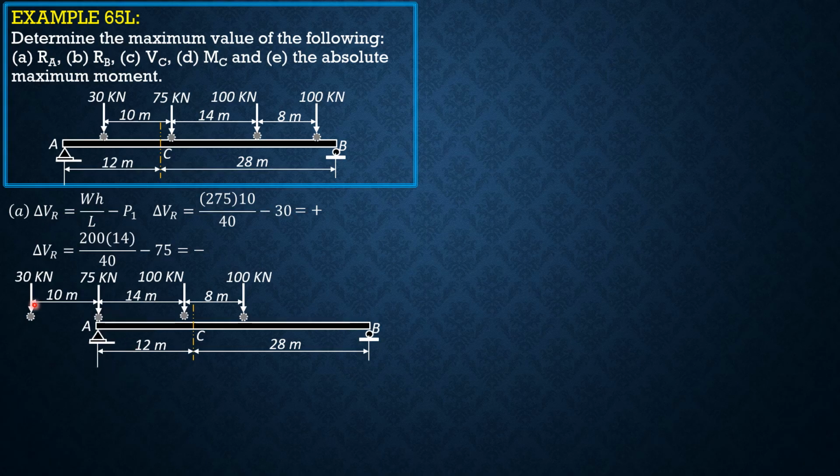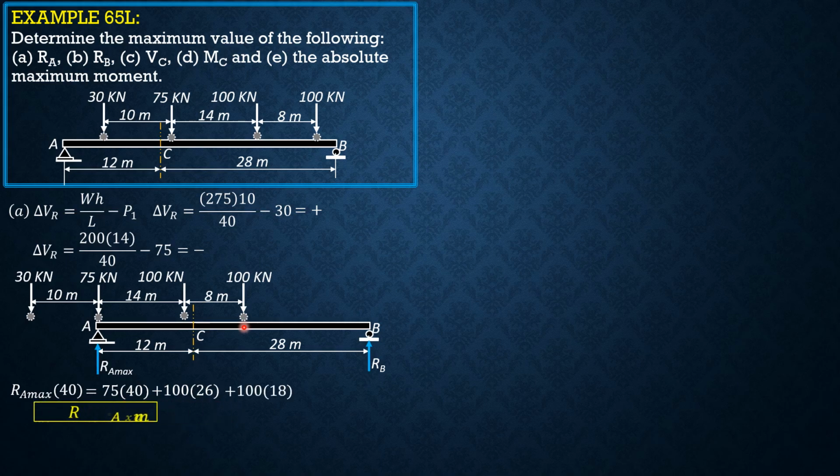So to solve for reaction at A, we sum up moments about B equals 0. So RA max times 40 equals 75 times 40 plus 100 times 26, because 40 minus 14 is 26. Then 26 minus 8 is 18, so plus 100 times 18. So RA max equals 185 kilonewtons.